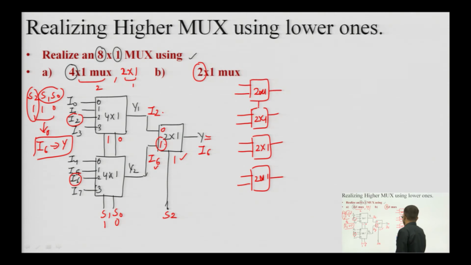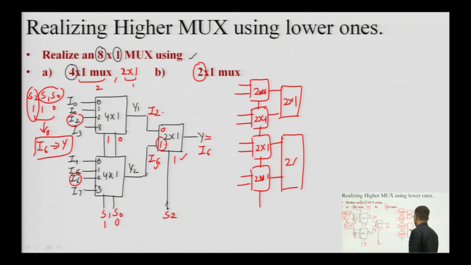So, this will be the structure. These two will be further fed into another 2 cross 1 multiplexer, which will have the common select line, and another 2 cross 1 multiplexer for the final output.